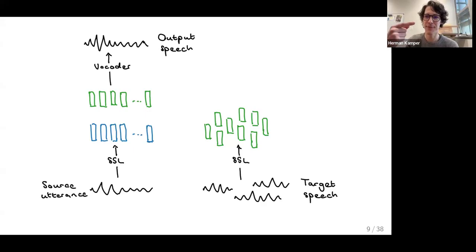You load WavLM from Hugging Face. You do k-nearest neighbors using scikit-learn, or if you want to do it efficiently, PyTorch. You load a vocoder from Hugging Face, and the end.